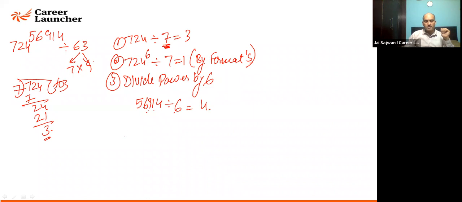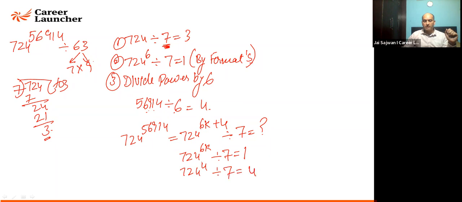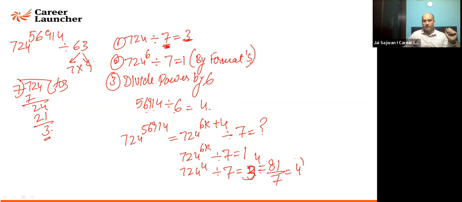So I know this number 724 to the power of 56914 can be written as 724 to the power of multiple of 6 plus 4. When this is divided by 7, what is the remainder? This is what is asked. I can say 724 to the power of multiple of 6 when divided by 7, remainder is 1 by Fermat's theorem. 724 to the power of 4, what is the remainder when divided by 7? Sorry, the remainder was 3. I did it here. So it was power 4. I'll put the power 4, 81 divided by 7. The remainder is 4. Is it fine? 11 7s are 77, remainder is 4.